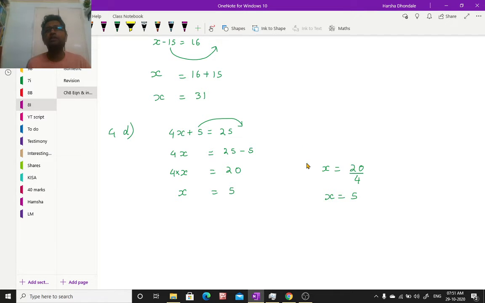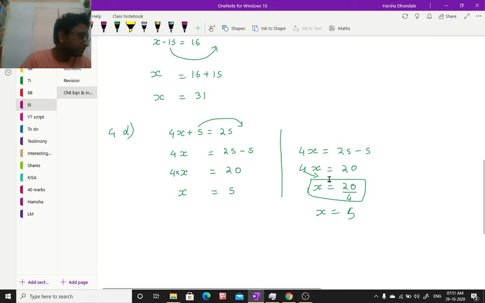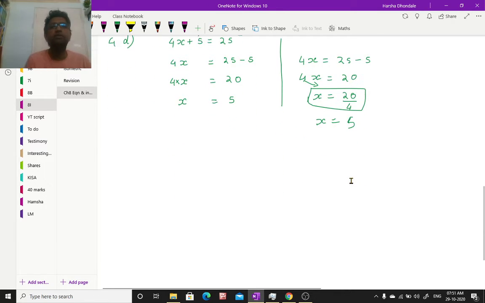So if you want, you can do this extra step, or let me repeat this once again. Where do you add that extra step? 4x is equal to 25 minus 5, and then 4x is equal to 20. x is equal to, I'm sending this on the other side, 20 divided by, sorry, 20 divided by 4, therefore x is equal to 5. Or you can straight omit this step and directly write 4 5s are 20, therefore x must be 5. Anything is fine. Next we move to problem 5b.